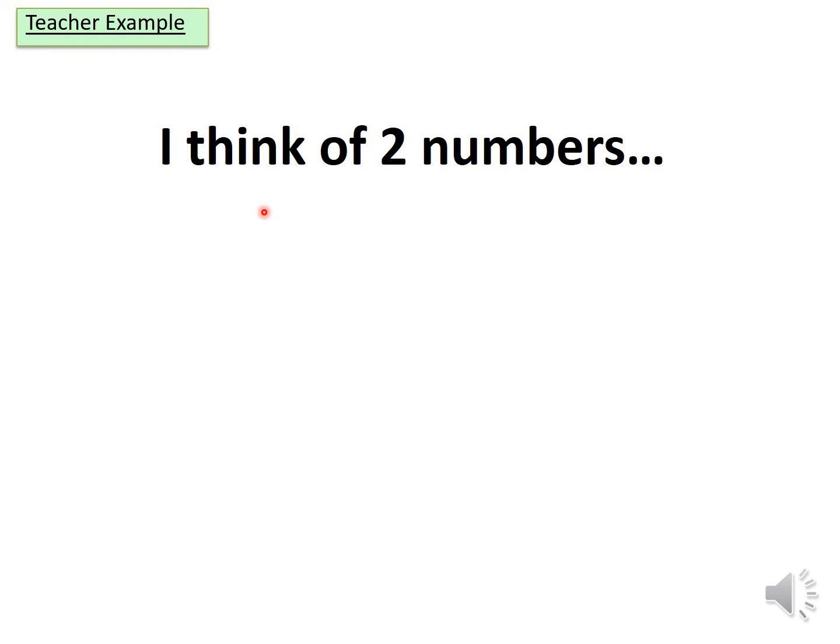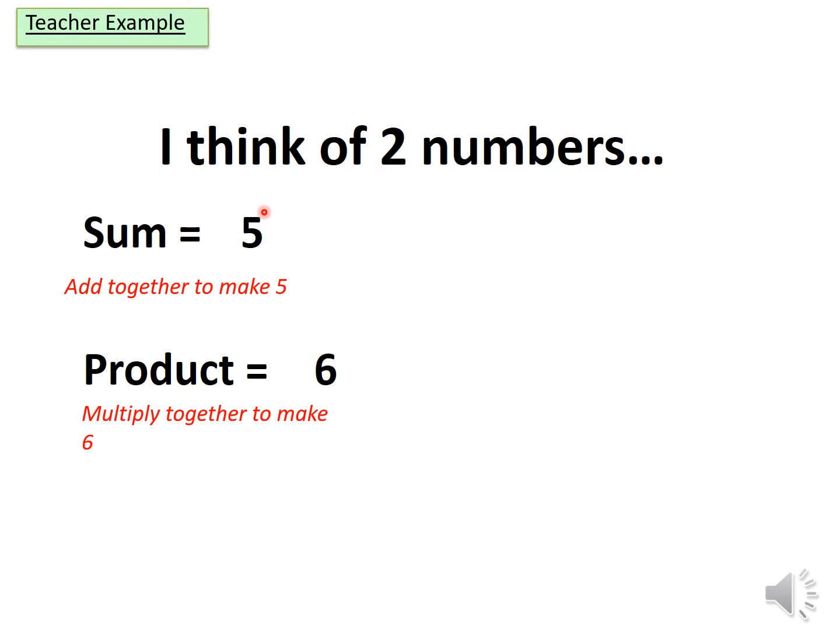Okay, now what is the sum and product rule? We're going to get into that now. I think of two numbers. The sum equals 5 and the product equals 6. All that means is if I add these two numbers together, the sum is 5. So sum means adding them together. And if I multiply my two numbers together, I get 6, which is the product. So product means multiplying them together. So these are what they stand for.